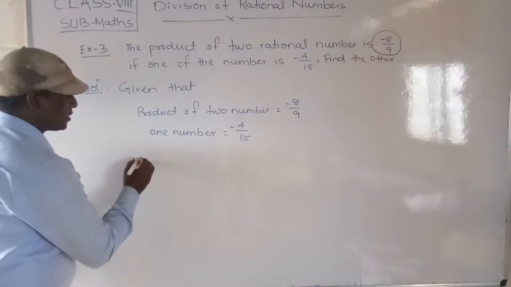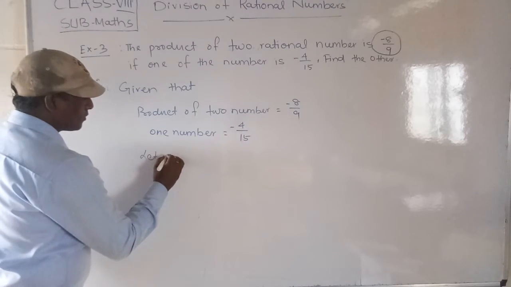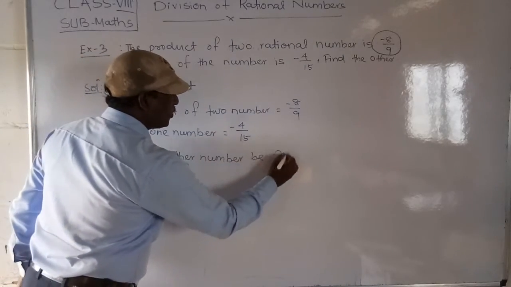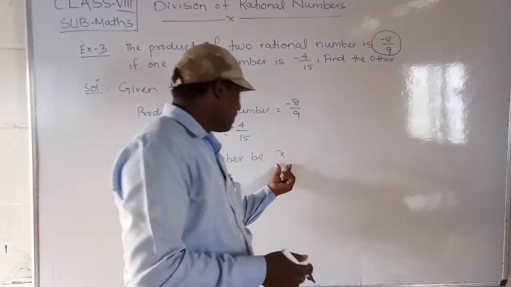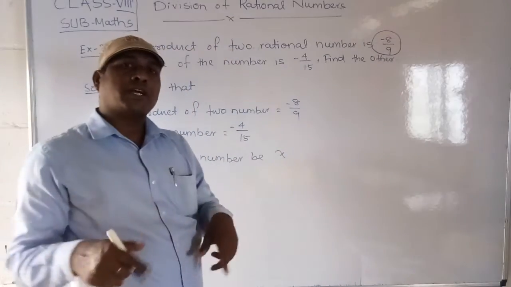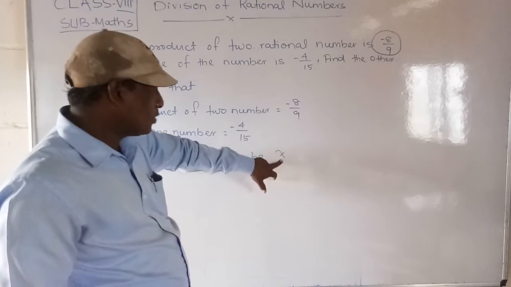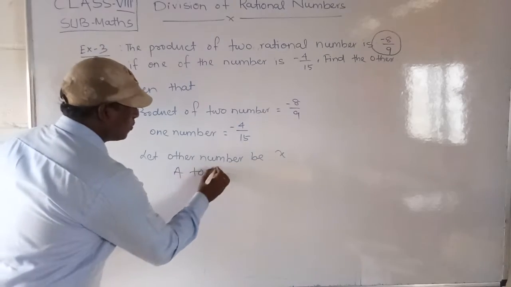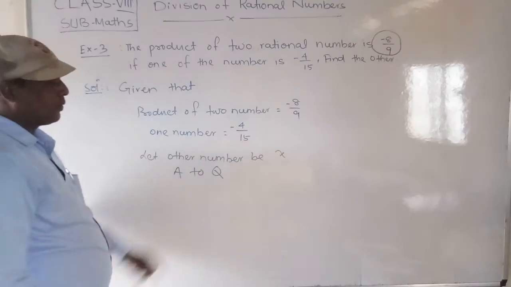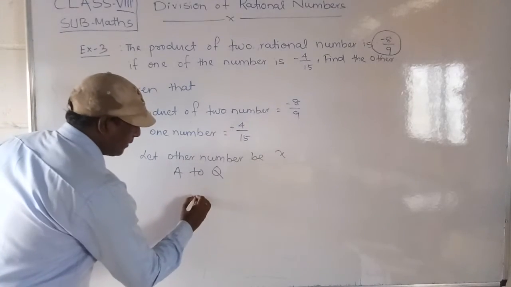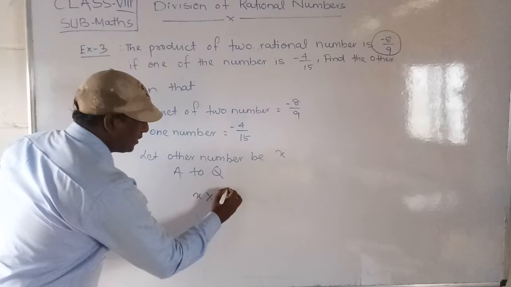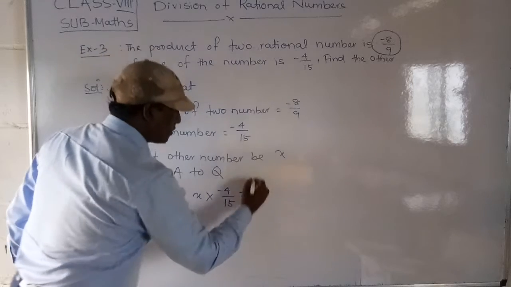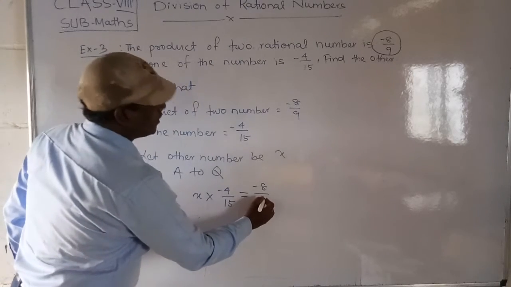So we don't know the other number. So let the other number be x. We have to take one variable x. Okay, according to the question, what is it telling? x into minus 4 by 15, the product of the two numbers, is equal to minus 8 by 9.